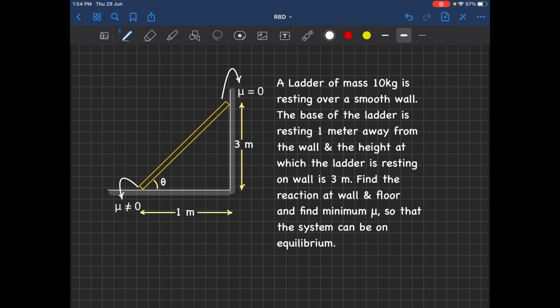This is equilibrium problem 3. Here our question says a ladder of mass 10 kg is resting over a smooth wall. So this wall is smooth. The base of the ladder is resting 1 meter away from the wall. So this is the base of the ladder, and this distance is 1 meter. Now, this height is given as 3 meter, and it says to find the reaction at wall and floor. So at these two points, find the normal reaction and the minimum mu so that the system stays in equilibrium.